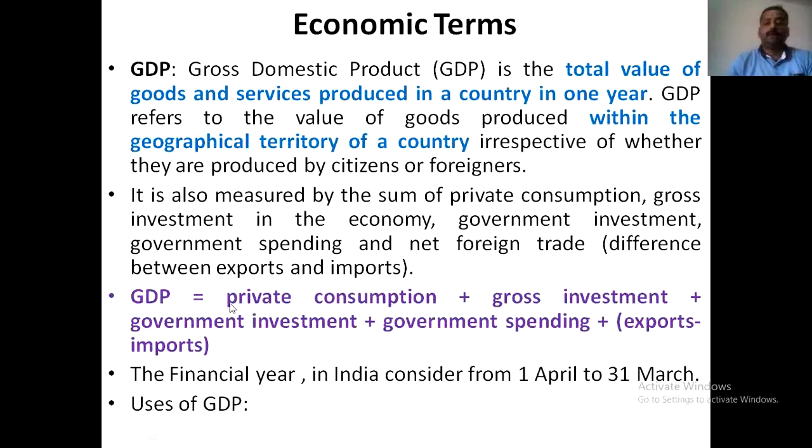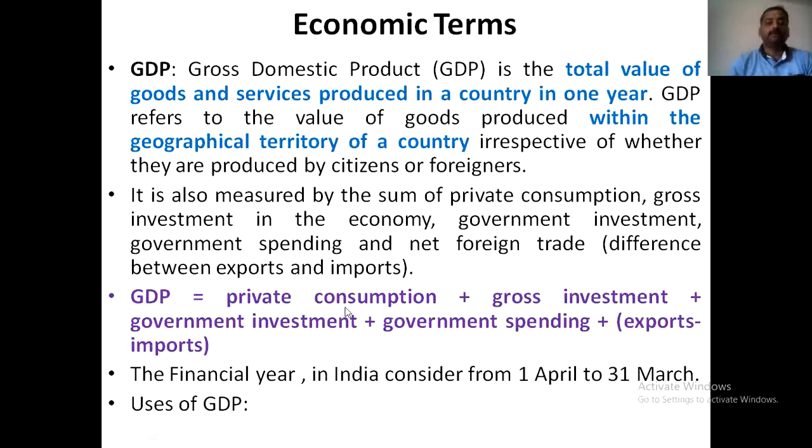GDP can be calculated as private consumption plus gross investment, where gross means total, plus government investment plus government spending plus trade-off, or we can say balance of trade, or exports minus imports. That is the balance of trade. We'll elaborate in detail about this matter.